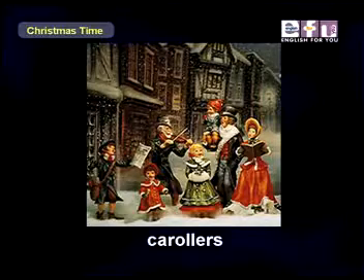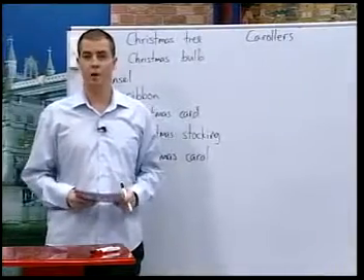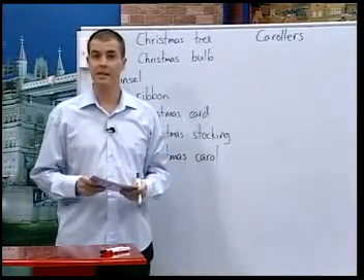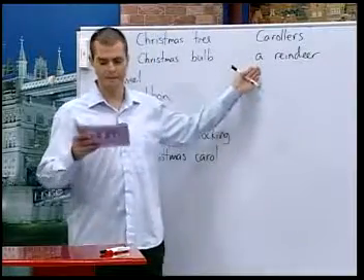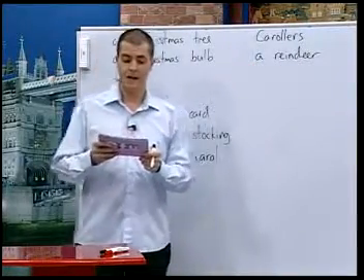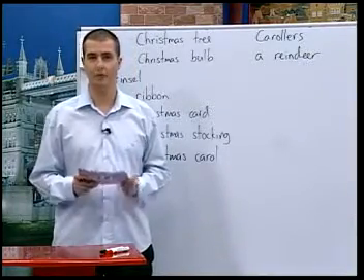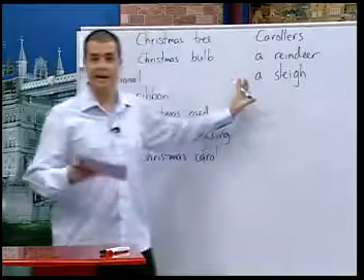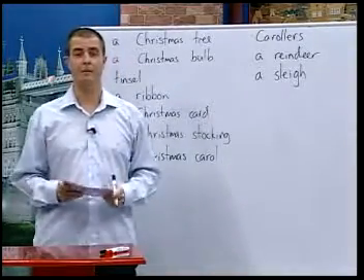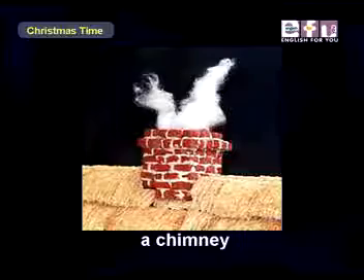Carolers. Carolers are groups of people who go to houses or businesses and they sing Christmas carols. A reindeer. A reindeer is a large deer with big, wide horns, and it's used by Santa to pull a sleigh. And what's a sleigh? This is a sleigh. A sleigh is a large vehicle pulled by reindeer, and it's used for transporting presents at Christmas time.